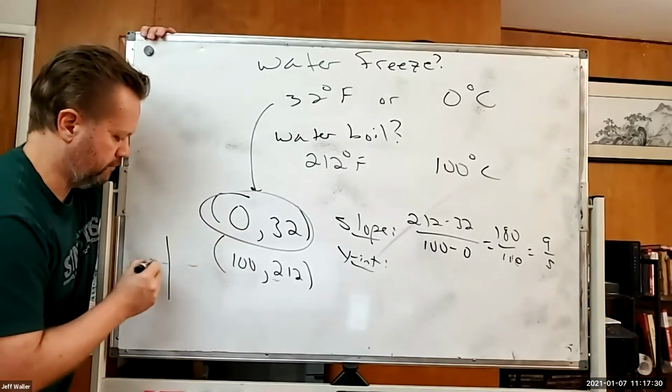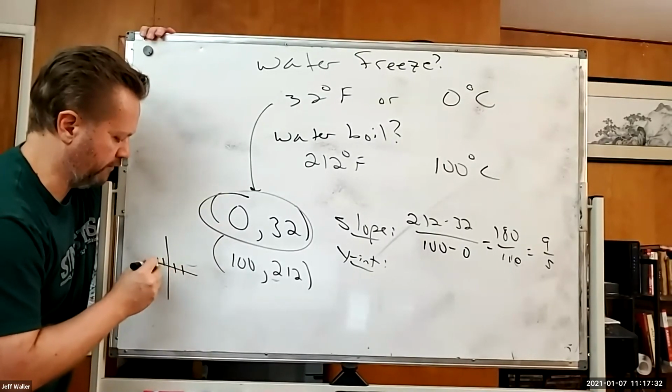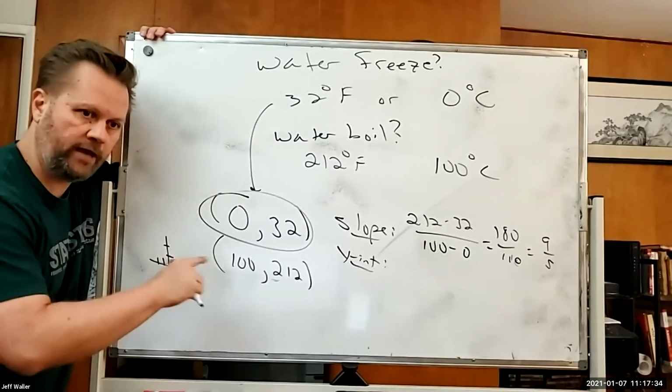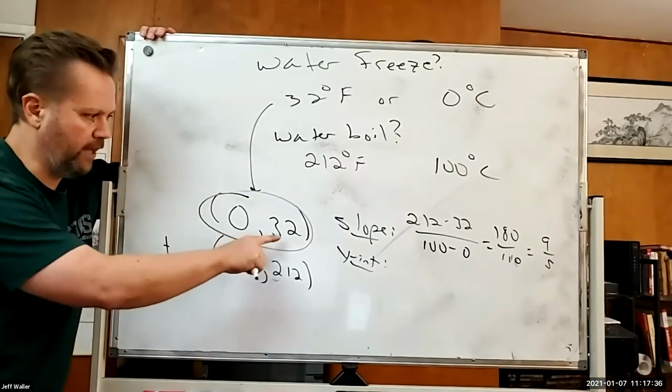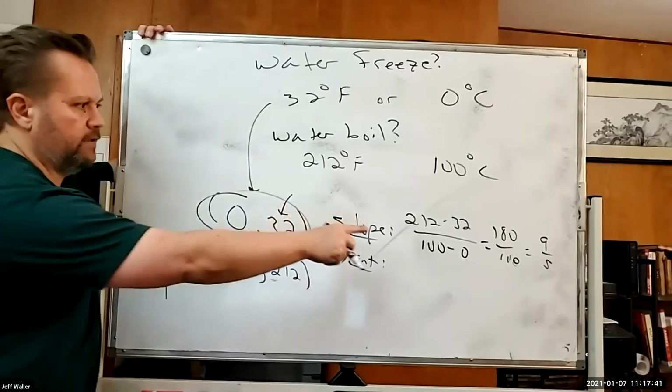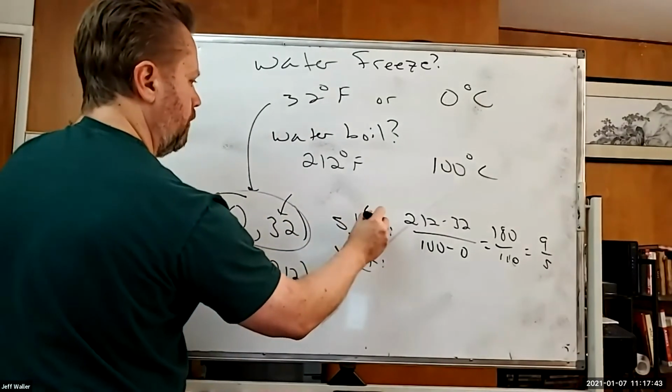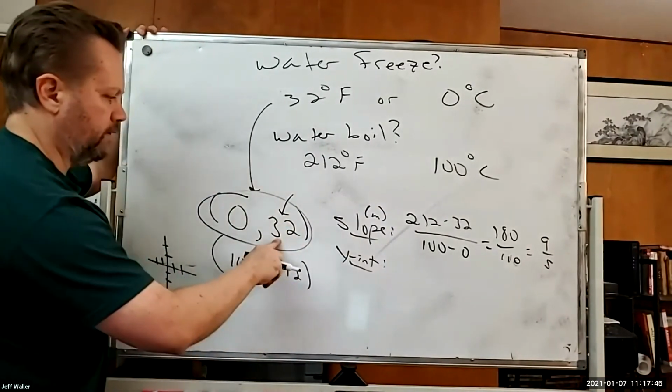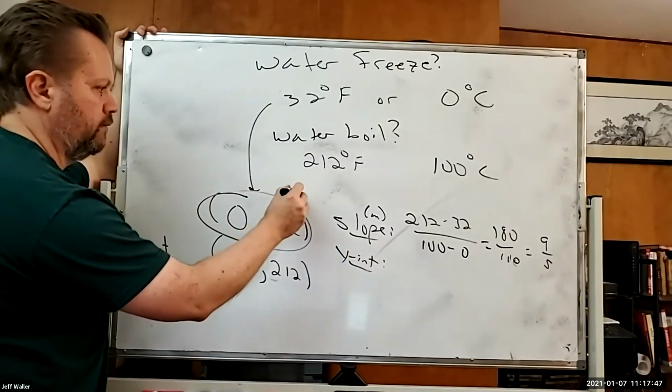So when x is 0, I haven't moved left or right, so I must be on the y-axis. So that is the y-intercept. What letter is this? The slope is m. The y piece of the y-intercept is b.